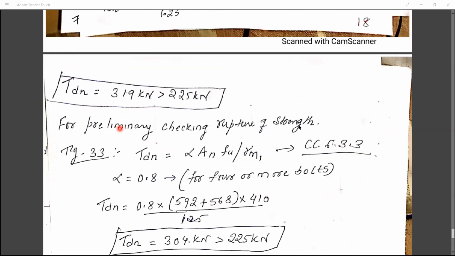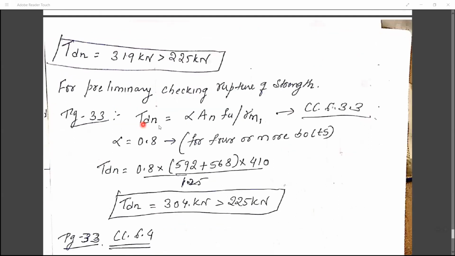So for the preliminary check for rupture failure, you can go to page number 33. TDN is alpha AN FU by gamma M1. There alpha is nothing but 0.8. If you go there and read that section, you will find that if you have more than 4 bolts, you take alpha value as 0.8. If you have less than 4 bolts, you take alpha value as 0.6. In our section we have 5 bolts, so I am taking alpha value as 0.8.